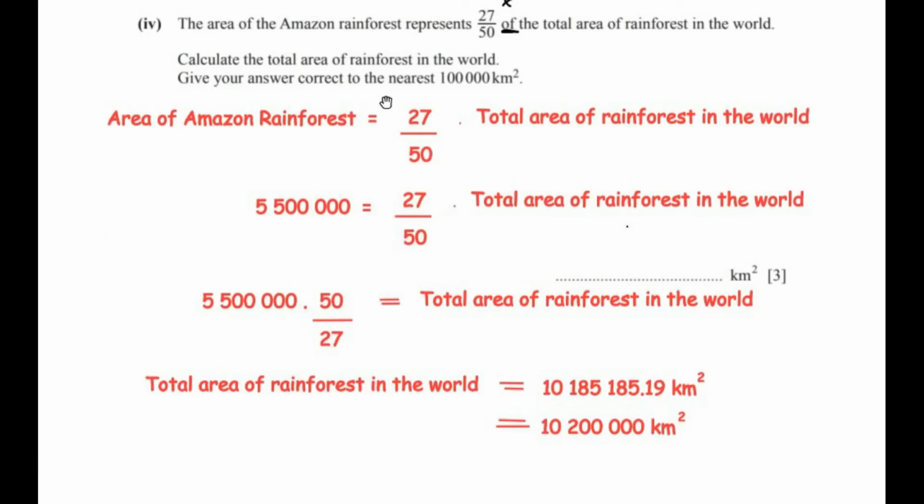And since the answer is asked to the nearest 100,000 kilometers square, we are going to round it to the nearest 100,000. So the nearest 100,000 to this value is 10,200,000 kilometers square. Because 185 is nearest to 200, we have rounded this value to 200. Now let us move on to the next sub question.